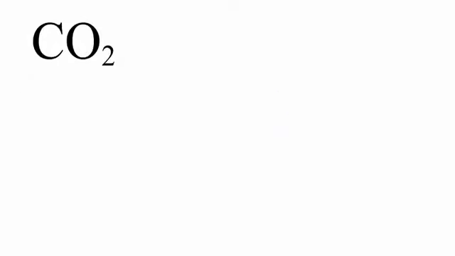CO2, carbon dioxide, is a little bit more of a complicated Lewis structure, but it's not too bad. Let's count the valence electrons. We have 4 for carbon. Oxygen has 6, but we have these 2 oxygens. And that gives us a total of 4 plus 12, 16 valence electrons. We'll put the least electronegative atom in the center of the Lewis structure, that's the carbon, and then we'll put an oxygen on either side.